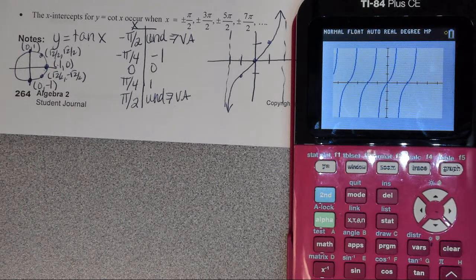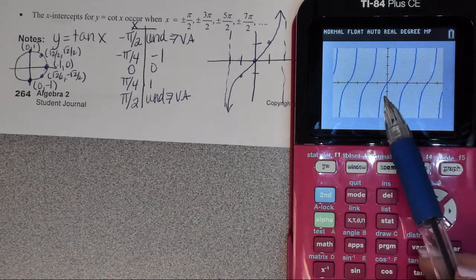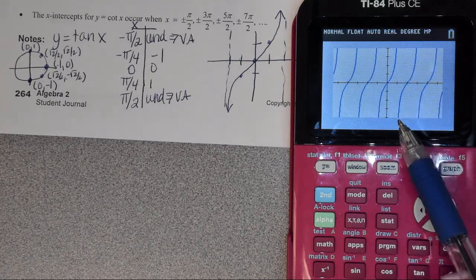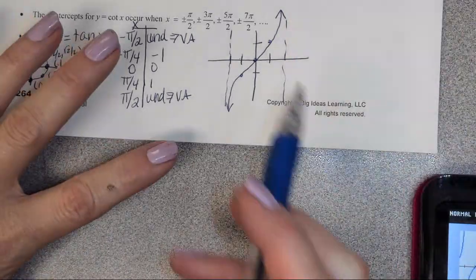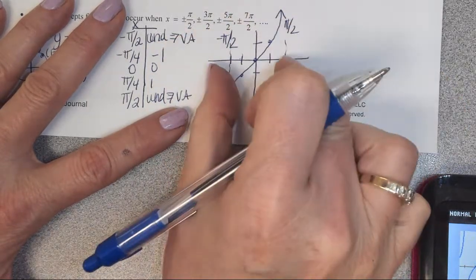Can you see how this function goes on forever? So from negative pi over 2 to pi over 2, that's one cycle. Here's the next cycle. How far is it from negative pi over 2 to positive pi over 2? How far apart are they?